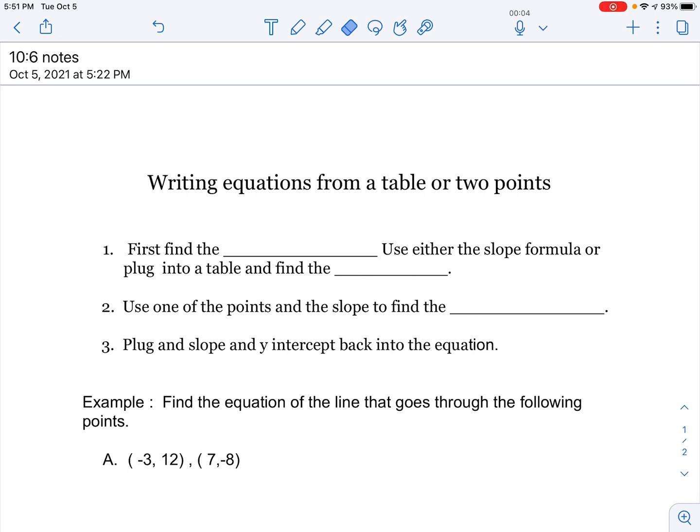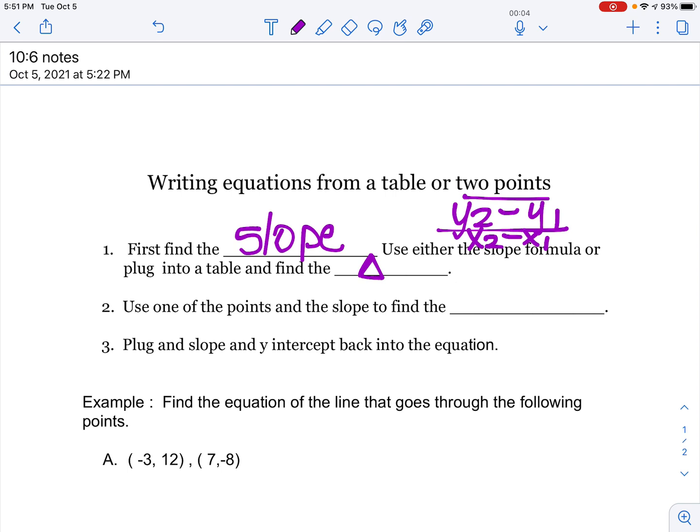Okay, today we're going to be writing equations from a table or from 2 points. The first thing that you want to do with those 2 points or 2 points from the table is find the slope. You're going to either use the slope formula, which is y2 minus y1 divided by x2 minus x1, or you can plug into the table and find the slope doing the change in y over the change in x.